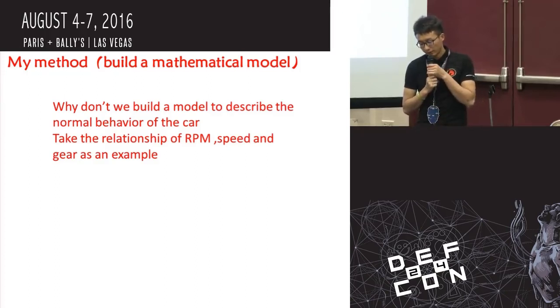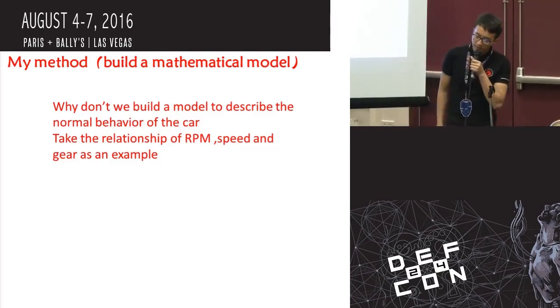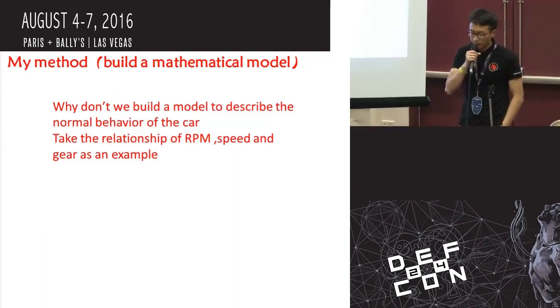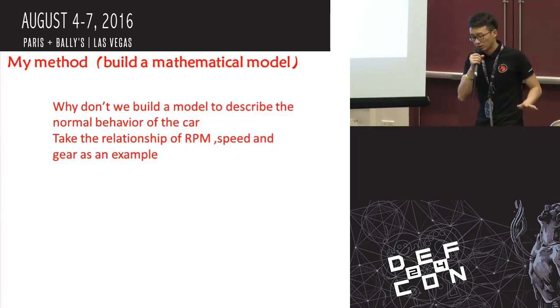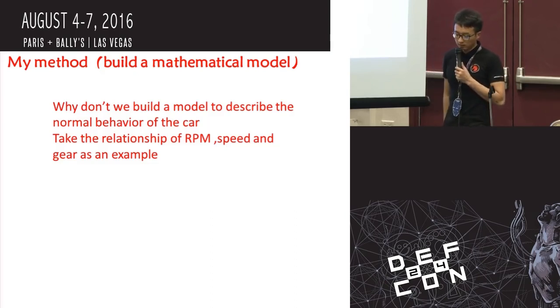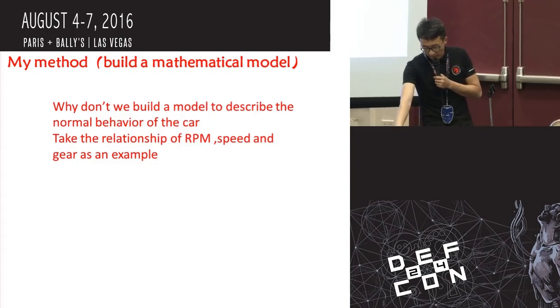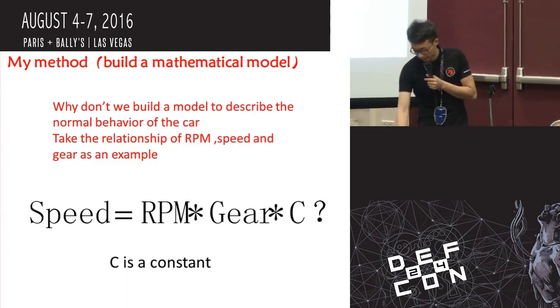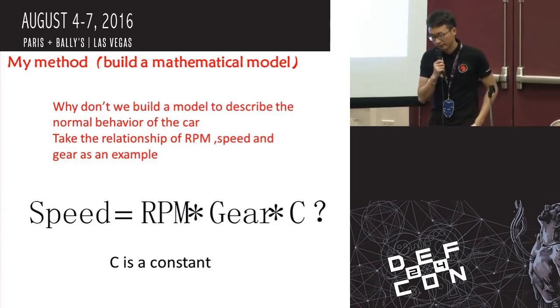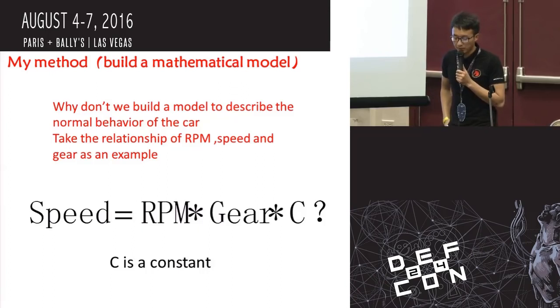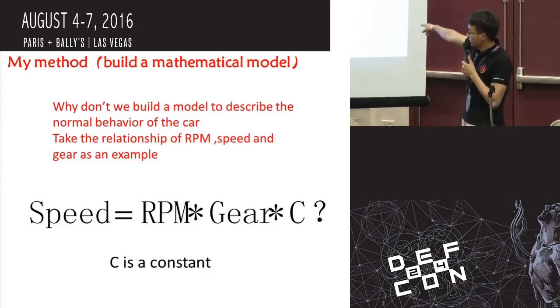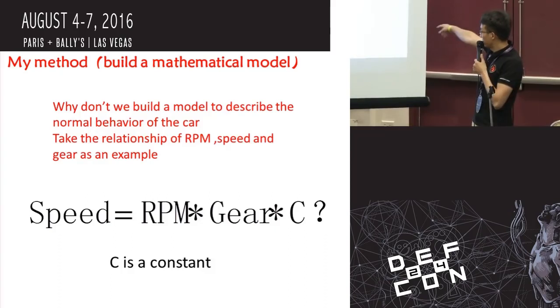For example, if the real current speed is 10 kilometers per hour and the attacker tries to spoof the speed, say he wants to fool the ECU into thinking that the speed is 60 kilometers per hour, the relationship between the RPM and other parameters will change. I have explained that the relationship can be used to detect this kind of attack, but how to implement it? For example, like this equation, just a linear equation: RPM multiplied by gear and multiplied by another constant is the speed.